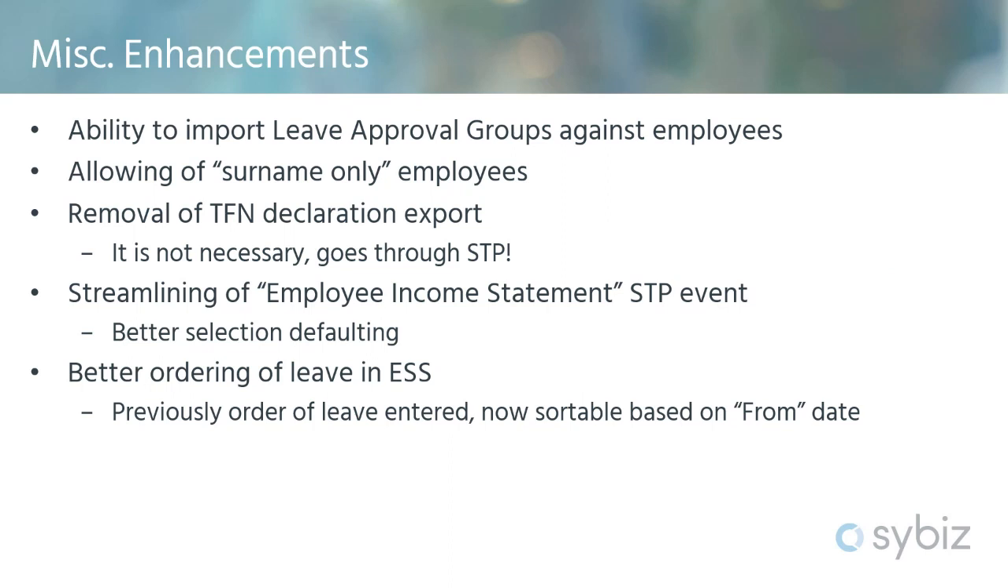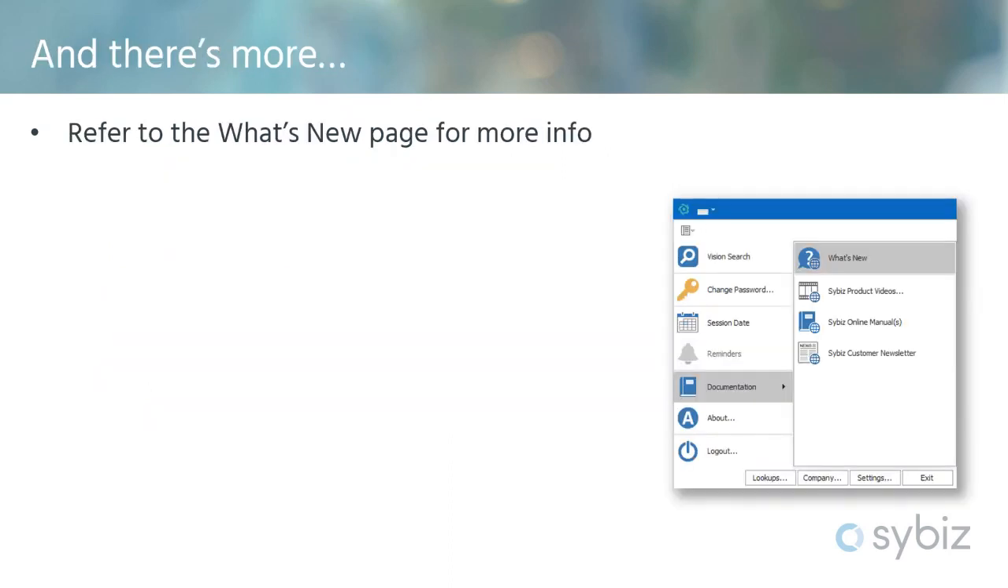Quick little bit of selection defaulting improvement regarding the end of financial year finalization event, the employee income statement, as we call it, and better ordering of leave in ESS. Previously, it was just based on when you pop the leave requests in, but now it's actually going to be sortable. And obviously, there is quite a bit more.